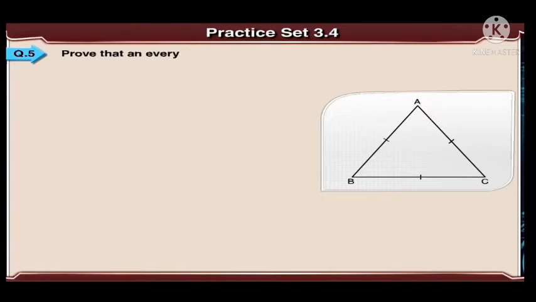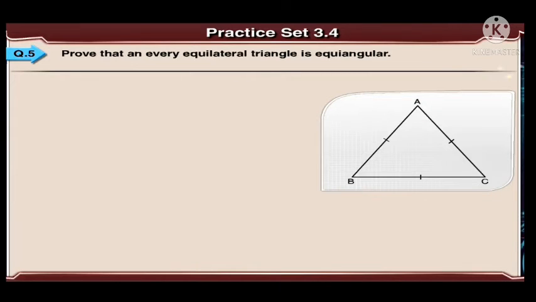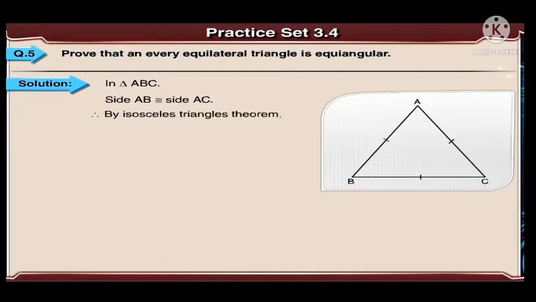Question number 5. Prove that every equilateral triangle is equiangular. Solution. Consider triangle ABC. Consider AB and AC. Side AB is congruent to side AC. Therefore, by the isosceles triangle theorem, angle ABC is congruent to angle ACB. Mark it as statement 1.